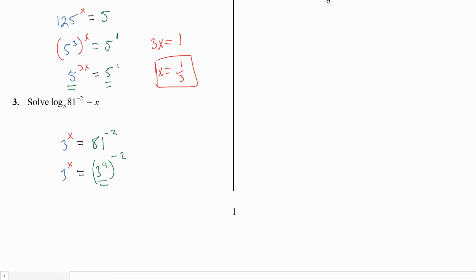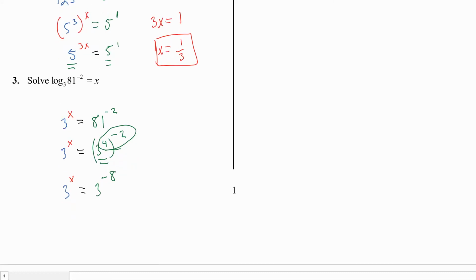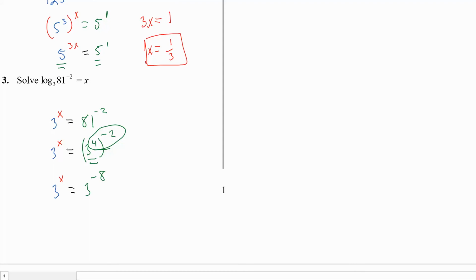All right, our next step is to go ahead and simplify that. So 3 to the x does not simplify. But on the right-hand side, power of a power, we can multiply those, so that's -8. All right, and once the bases are the same, the exponents are equal, so x is -8, and there's nothing to solve on that problem, so there we go.